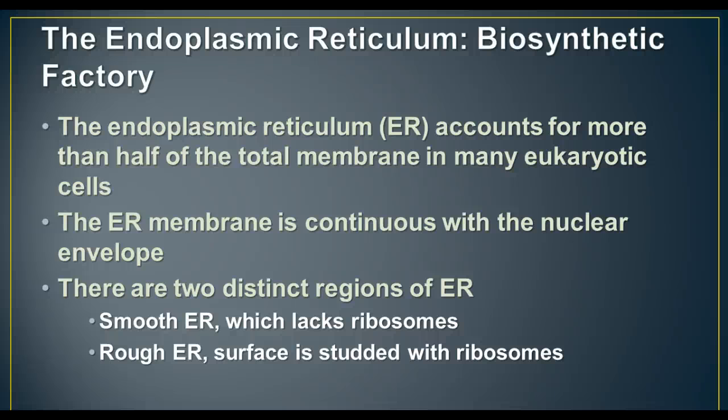So let's look at the endoplasmic reticulum first of all. This is the factory basically where the proteins are made, and this accounts for more than half of the total membrane in most eukaryotic cells. It is continuous with the nuclear envelope, and there are two distinct regions of ER, the smooth ER, which doesn't have ribosomes, and the rough ER, which does.